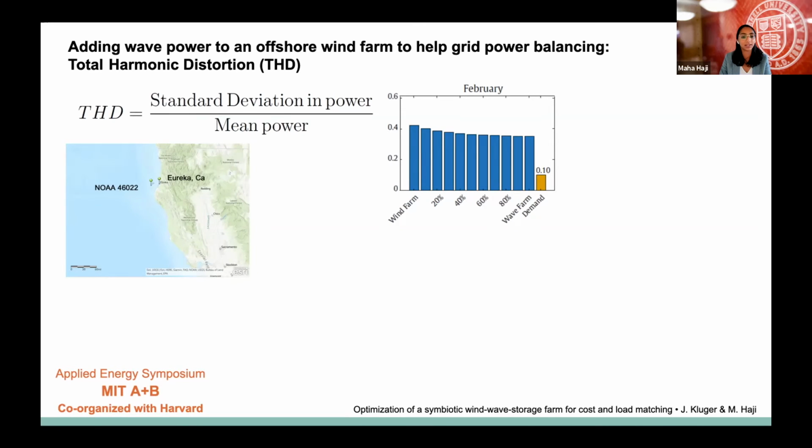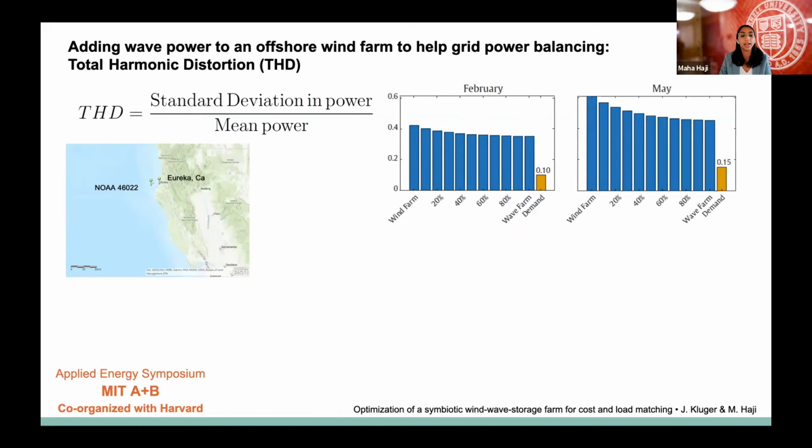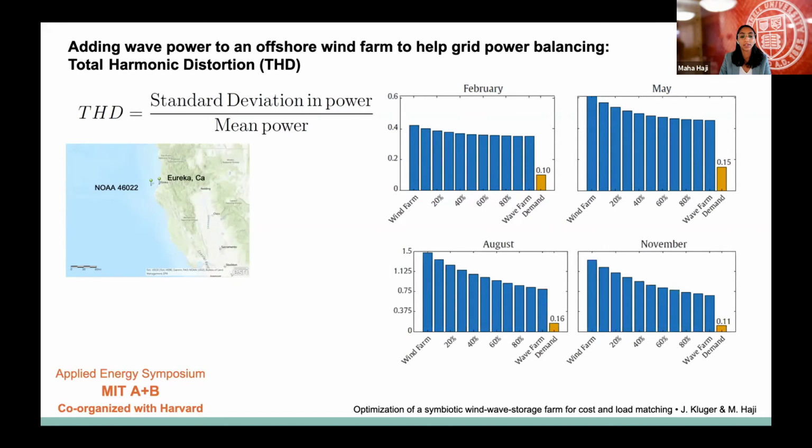The leftmost bar shows that the most total harmonic distortion occurs for a farm that is 100% wind power. On the right, increasing the fraction of wave power decreases the distortion. Again, these trends persist through the different seasons of the year. The summer months show the biggest smoothing effects.